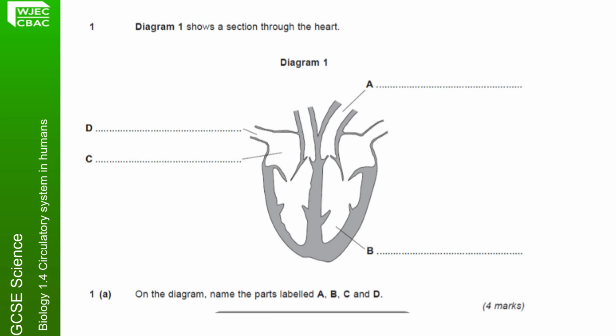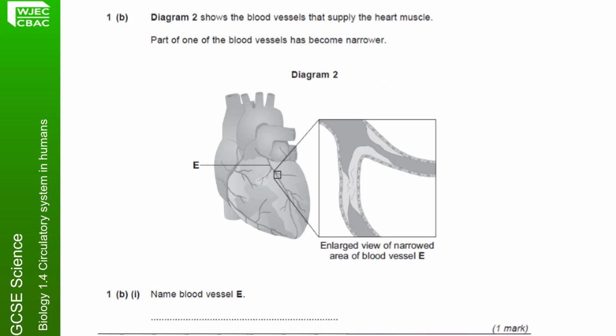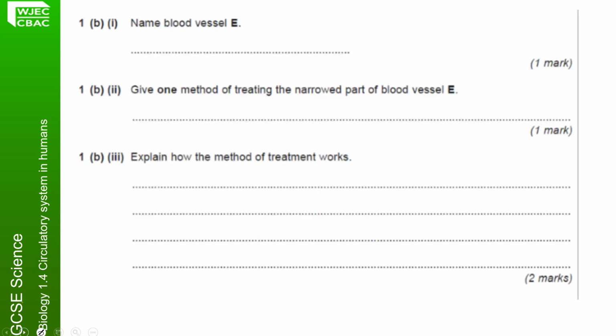So have a go at labelling A, B, C and D on the diagram for part A. For part B, as you go through the question, see if you can name this blood vessel going over the surface of the heart, and you can see what's happening in the blood vessel here. And then over the page to page 29, okay, there's a repeat of the question at the top of the page, name blood vessel E.